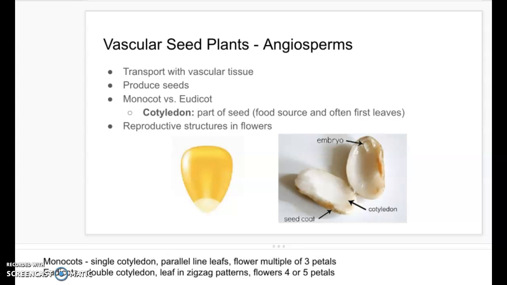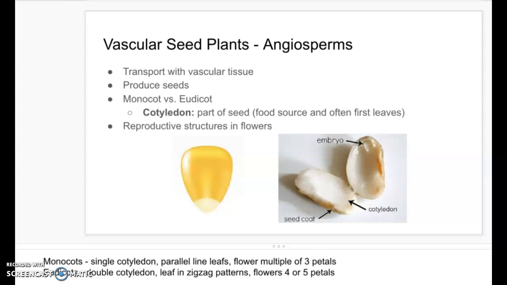So a few more things about angiosperms. As you know, they have vascular tissue, so they're able to move things around: goods, water, supplies. They also have seeds, as you know, like gymnosperms, but this time they have flowers. There are different types of angiosperms, monocot or eudicot, and notice that there are a few differences between the two.